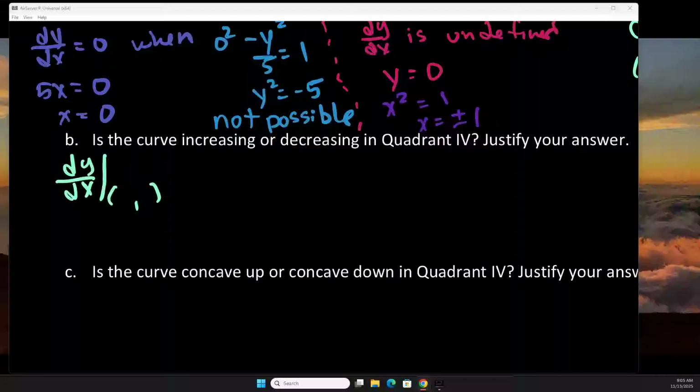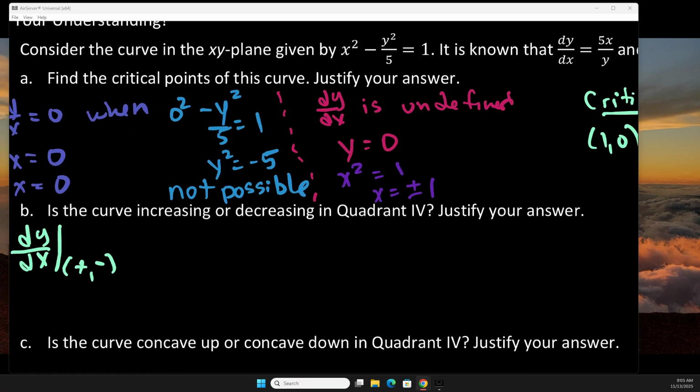I'm going to plug in just the signs of numbers in quadrant 4, not an actual ordered pair. So in quadrant 4, is the x positive or negative? Positive. So I'm going to just put in a positive for x values. What about the y? Negative. So I'm going to put in a negative for y values.